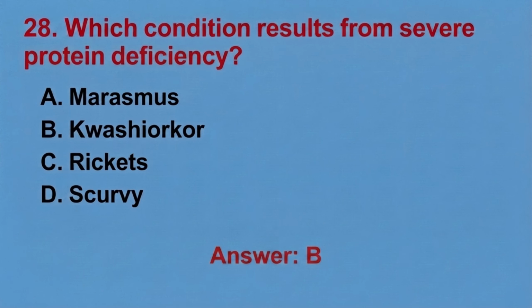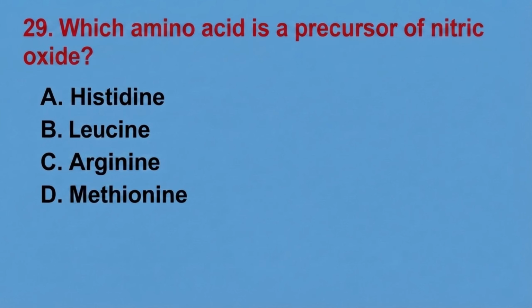All right, let's go to question 29. Which amino acid is a precursor of nitric oxide? A. Histidine. B. Leucine. C. Arginine. D. Methionine. You have 5 seconds.